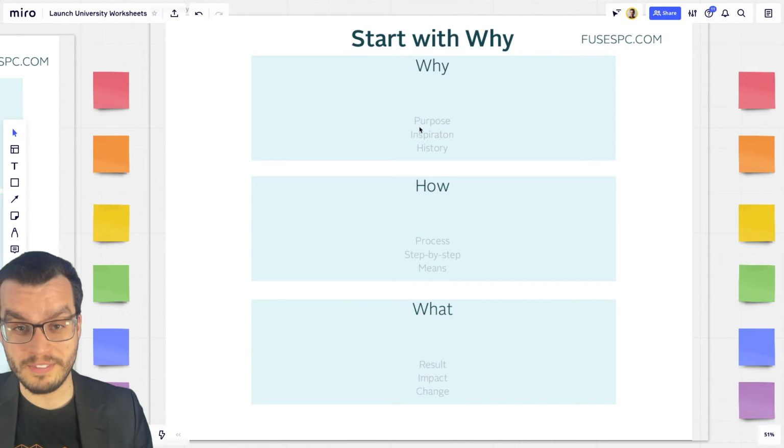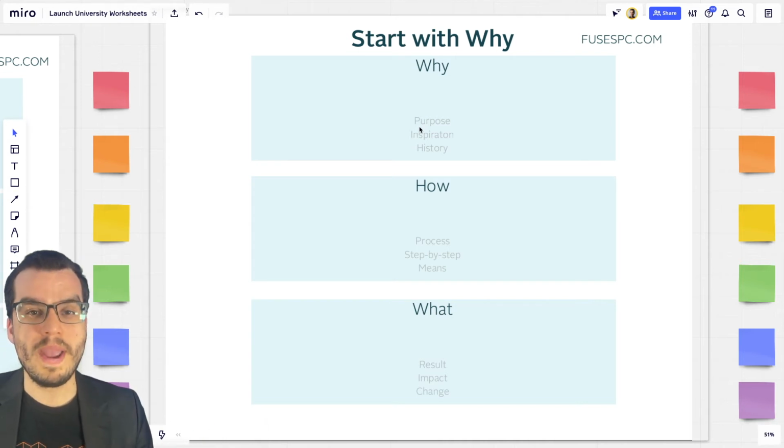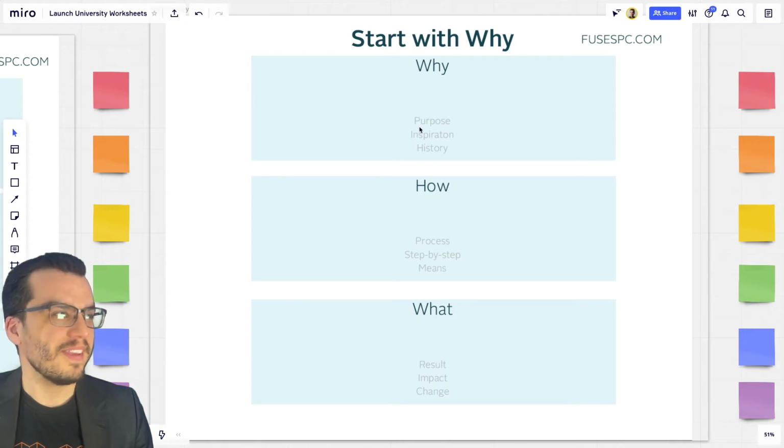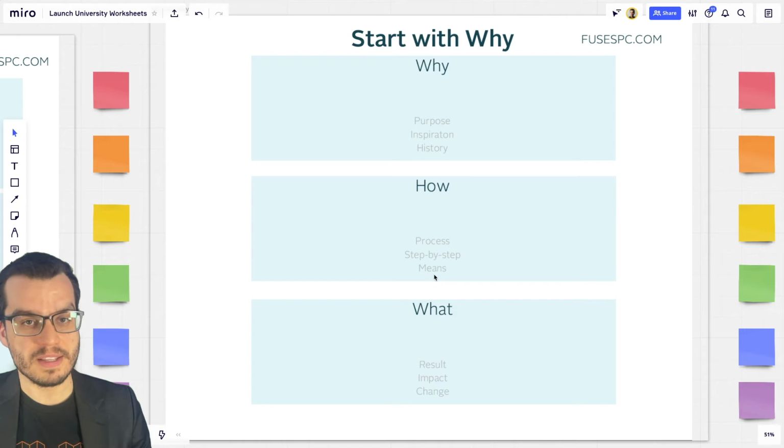That is a compelling why for a company that you could put into every story about the company, way more than this cheese grater, very sharp. And that's the kind of marketing that Simon would say is terrible. How, which is the process, step-by-step, or means of making something.